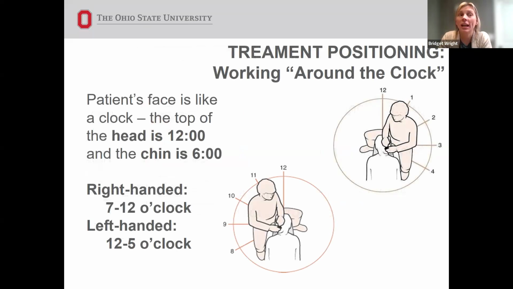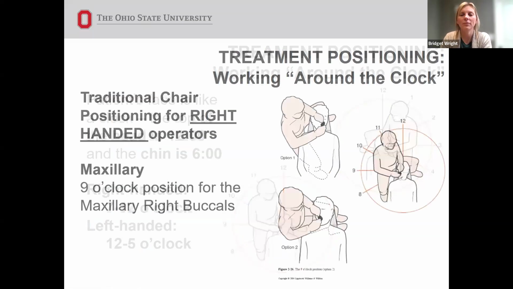As far as the operator goes, we like to talk about clock positions. On an analog clock, the top of the patient's head is noon, and then we just work our way around their body until we get back up to the head of the position. Appropriate working zones are from 12 o'clock to 4 to 5 o'clock really, and 7 o'clock all the way back up to 12, depending on if you're right-handed or left-handed.